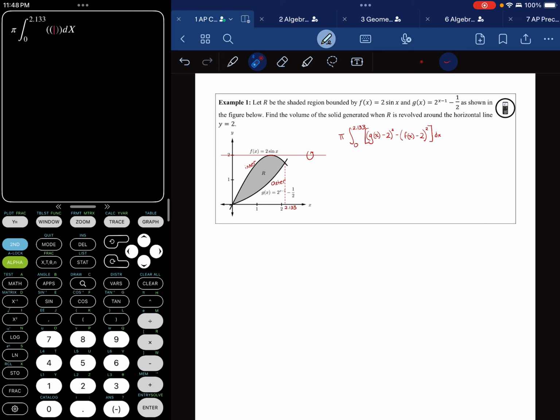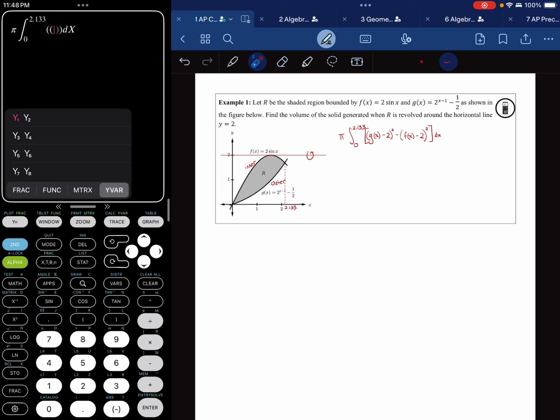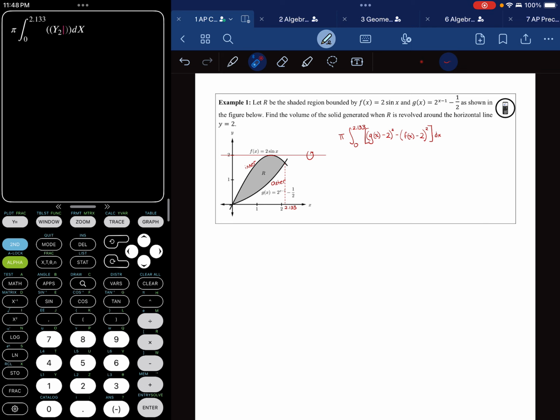So I'm going to hit second mode to get out of this. So I'm going to type in alpha trace to get y2. So y2 minus my 2. And then I'm going to end my parentheses and take that to the power of 2. And then minus, start the next set of parentheses because this is going to be squared as well. I'm going to write f of x, which is my alpha trace y1. And then I'm also going to subtract 2. I'm going to end my parentheses, and this is going to be to the power of 2. Now everything is entered correctly.